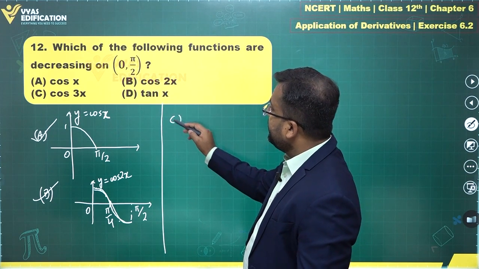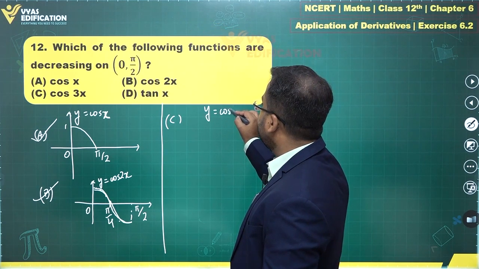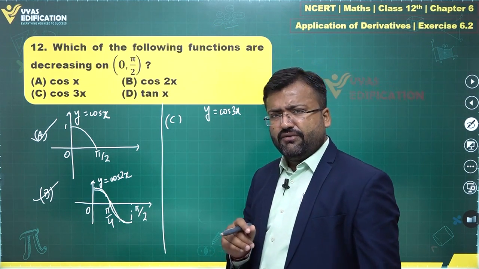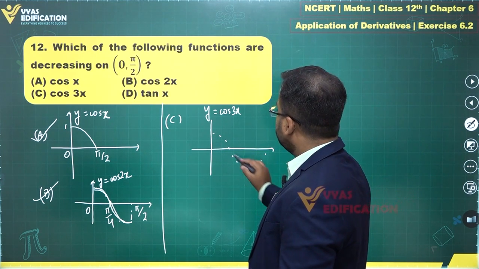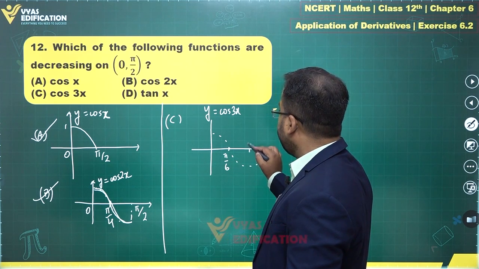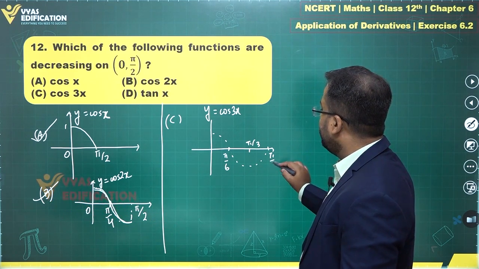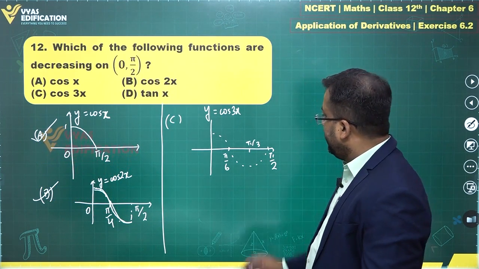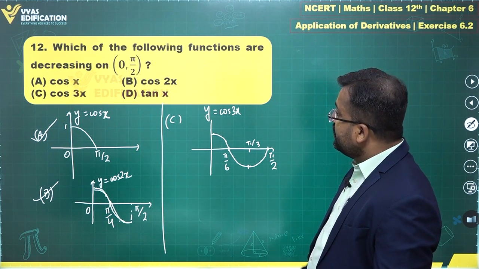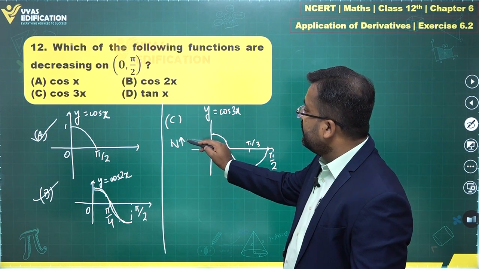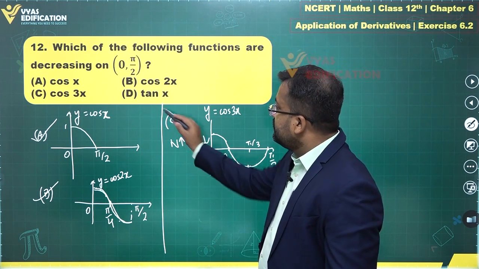What about part C? In part C, you need cos 3x, and cos 3x can also be drawn with the help of a similar idea. All values on the x-axis will be divided by 3. Okay. So pi by 2 will become pi by 6, pi will become pi by 3, and 3 pi by 2 will become pi by 2. And we are interested in the interval 0 to pi by 2, right? We are interested in this interval. The function decreases and the function increases after this point. So function is neither increasing nor decreasing, as you can see in the interval 0 comma pi by 2. So this is not done.